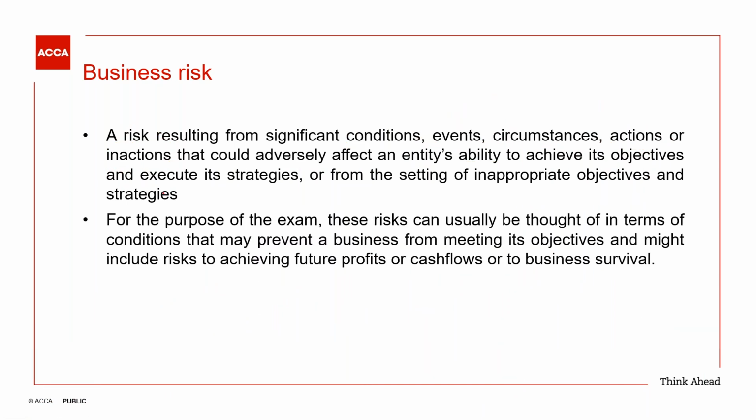Okay, the next bullet. For the purpose of the exam, these risks can usually be thought of in terms of conditions that may prevent a business from meeting its objective and might include risk to achieving future profits or cash flows or to a business's survival. So from an examination point of view, anything that prevents a business from meeting its objective. Will you highlight that in the exam paper? Anything that prevents a business from meeting its objective, number 1.